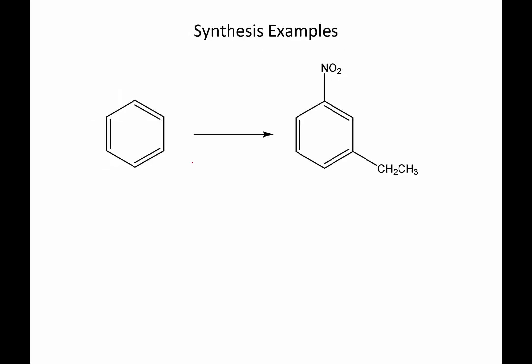So now what we need to think about is this. If I have a benzene ring and I want to make meta-ethyl nitrobenzene out of it, what should I do? How do I make that product from benzene? Well, first let's just talk strategies. How do I get the ethyl group on the ring? How do I put the ethyl group on the ring? What reagents?